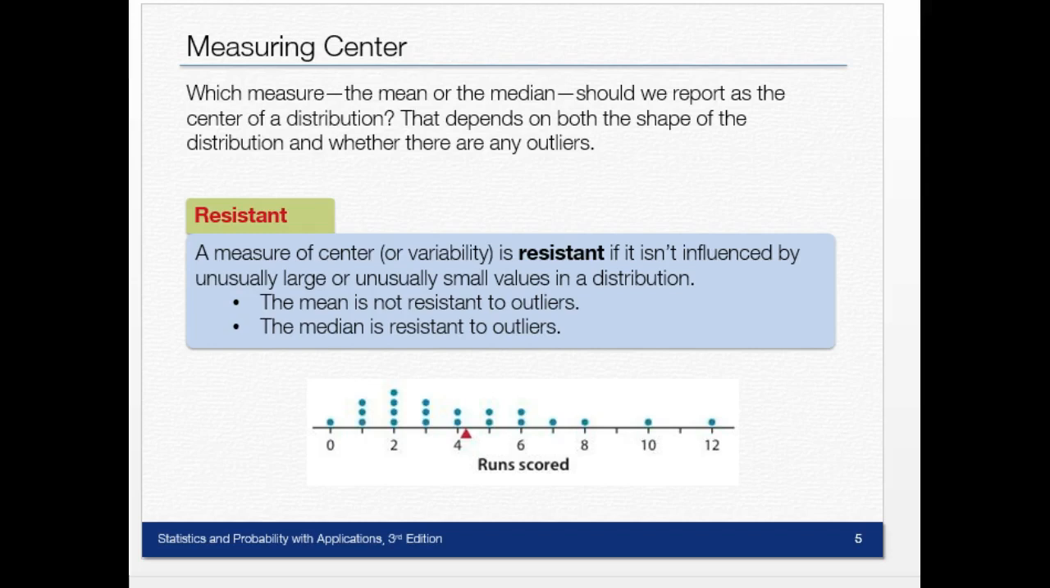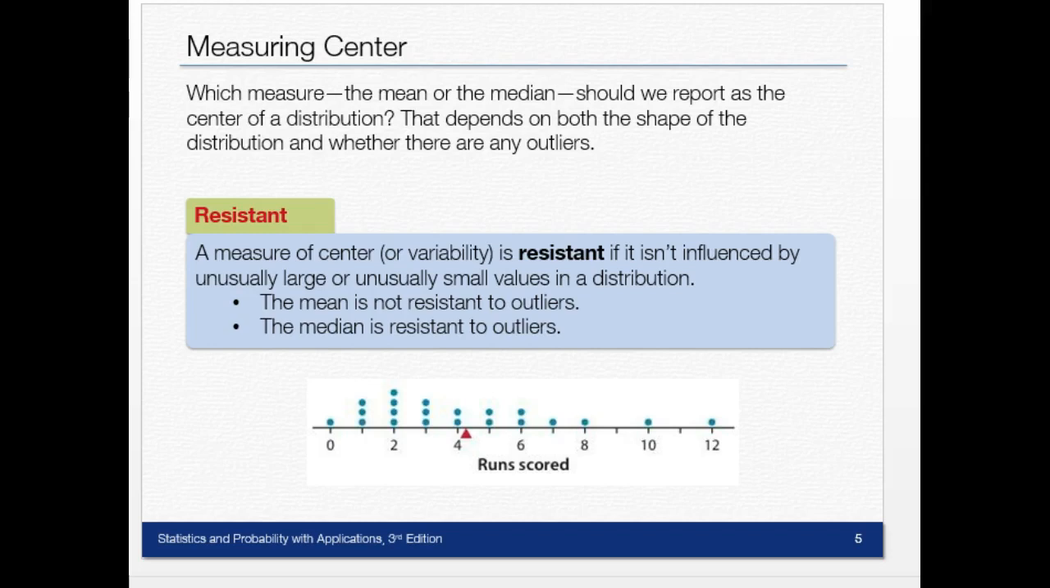Now, which measure, the mean or the median, should we use as the center of a distribution? Both are center measurements. Well, it depends on the shape of the distribution and whether there are any outliers. The reason it matters is because of something called resistance. A measure of center or variability is resistant if it is not influenced by unusually large or unusually small values in the distribution. The mean is not resistant to outliers. It tends to go in the direction of the outliers. The median is resistant to outliers.